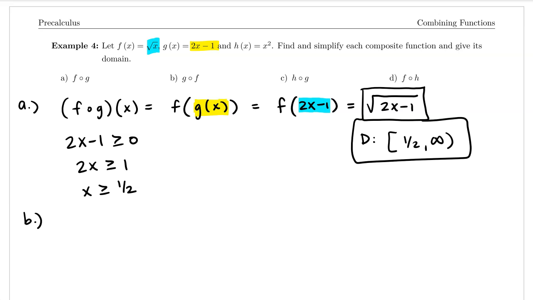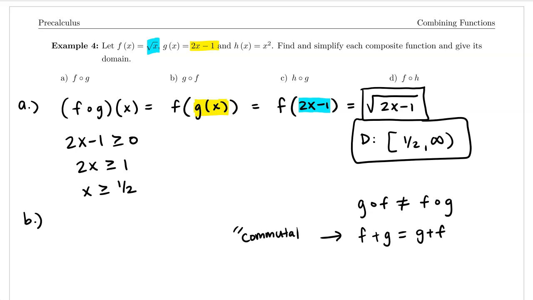In part B, we are dealing with g composed with f, and composition is not commutative. What that means is g composed with f is not the same thing as f composed with g. There are a couple of special instances where this is true, but in most cases it's not true. Something like addition is commutative because f plus g is the same thing as g plus f, so we say that it has the commutative property, but composition is not commutative.